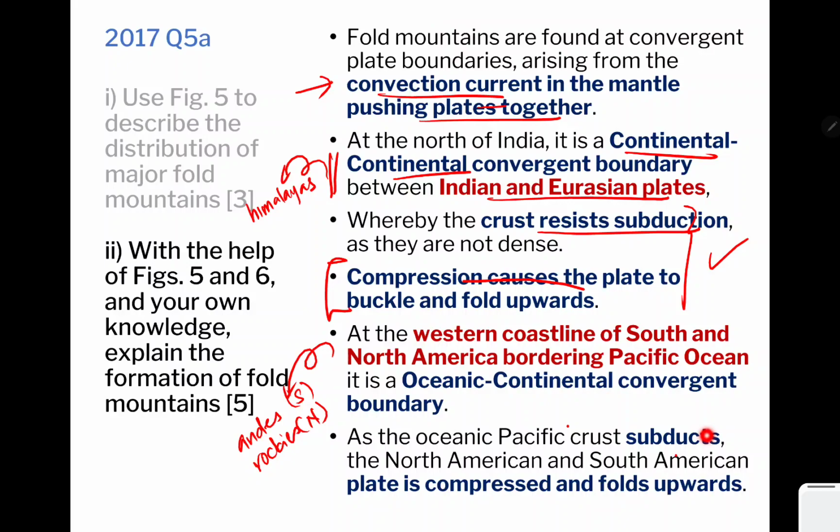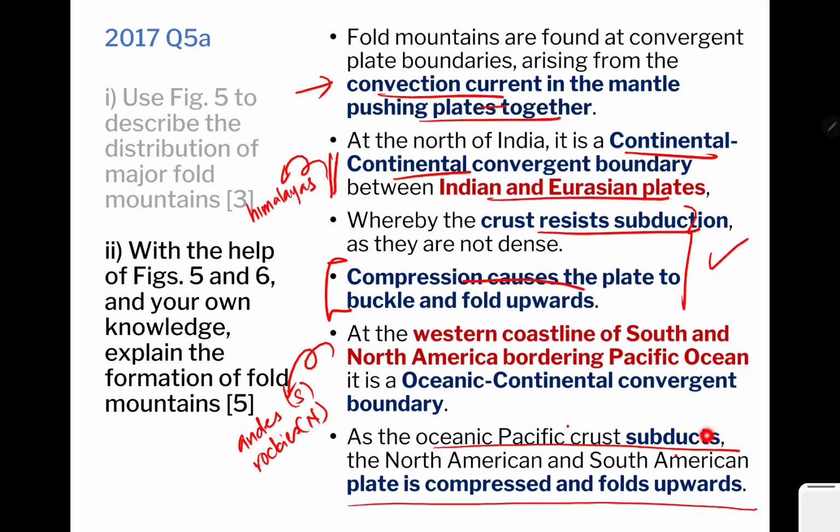Then how to talk about the process, because it's similar. It's still about compress and fold upwards, right? It's talking about the fact that the Pacific crust subducts, so North American plate is compressed towards it, then it folds up. Okay, so these are where the 5 points will come across for you to be able to get the mark. So this is a very short video. Hopefully this gives you an idea.